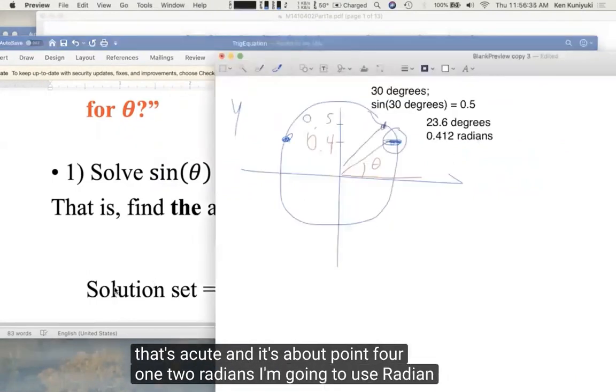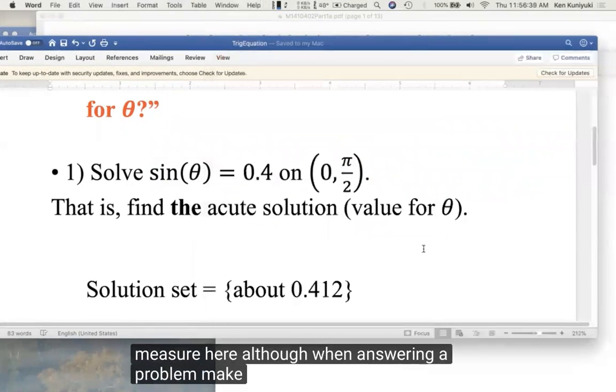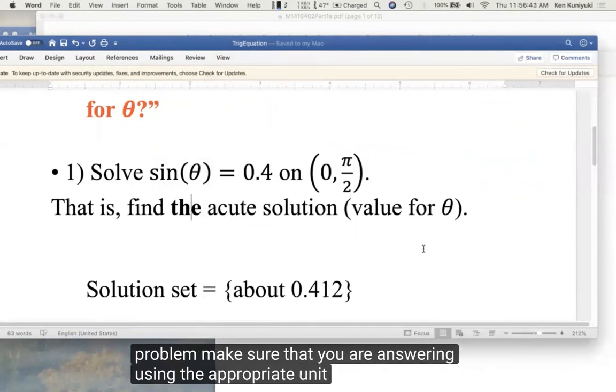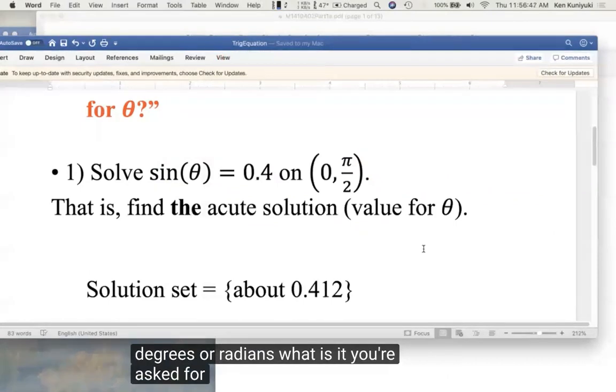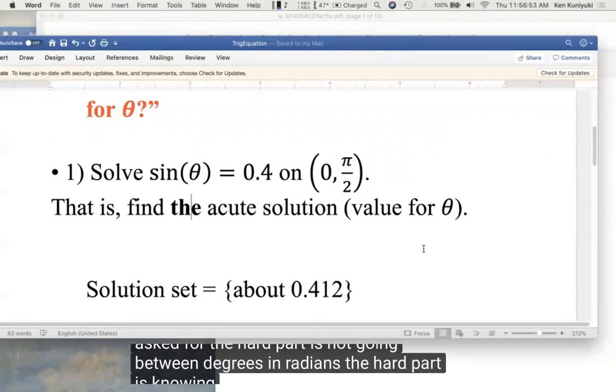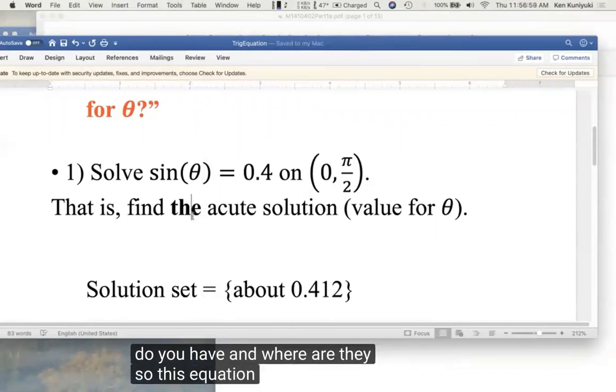I'm going to use radian measure here. Although when answering a problem, make sure that you're answering using the appropriate unit, whether it's degrees or radians. What is it you're asked for? The hard part is not going between degrees and radians. The hard part is knowing what to do. How many solutions do you have and where are they? So this equation only had one acute solution.